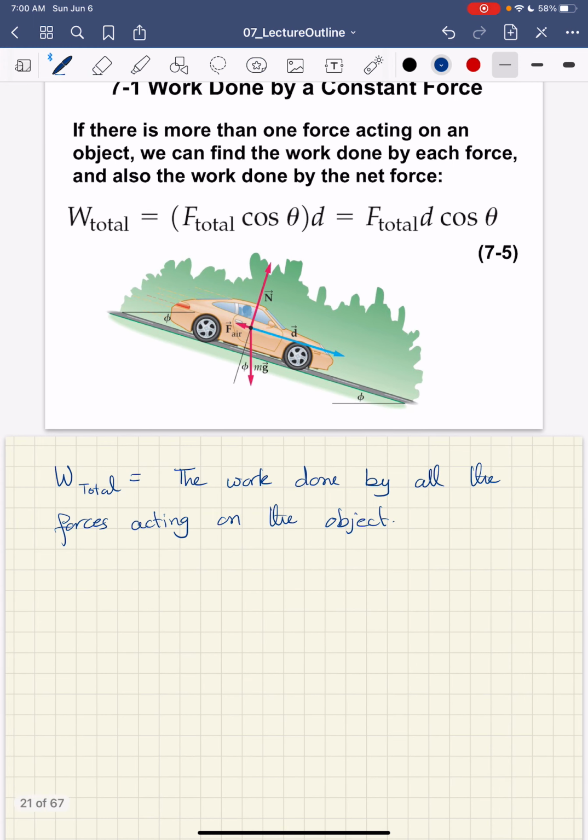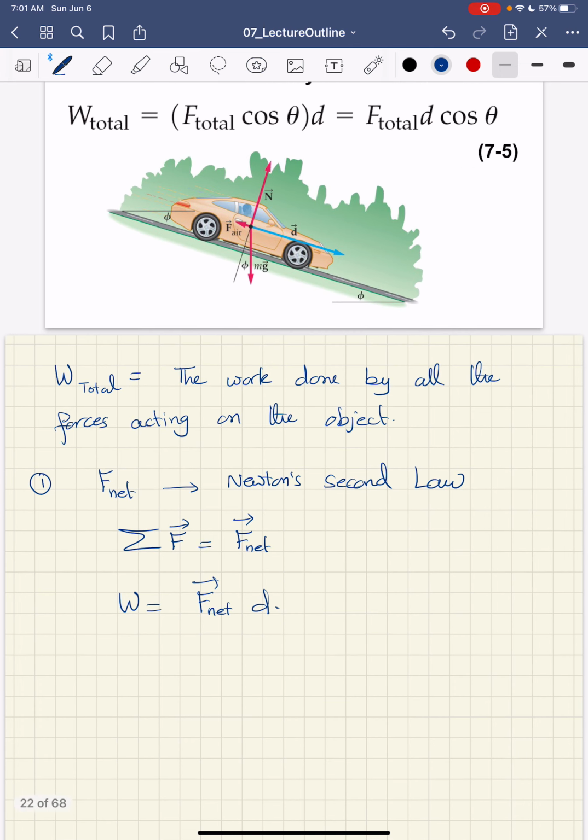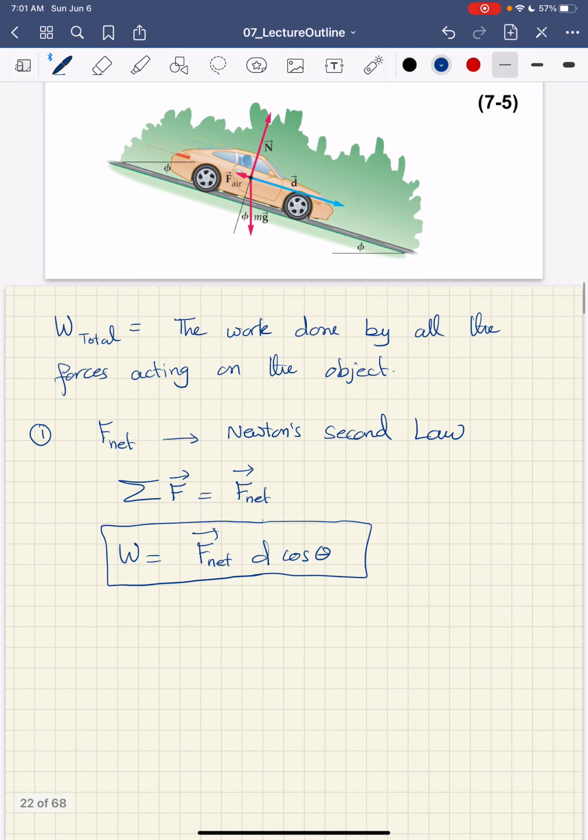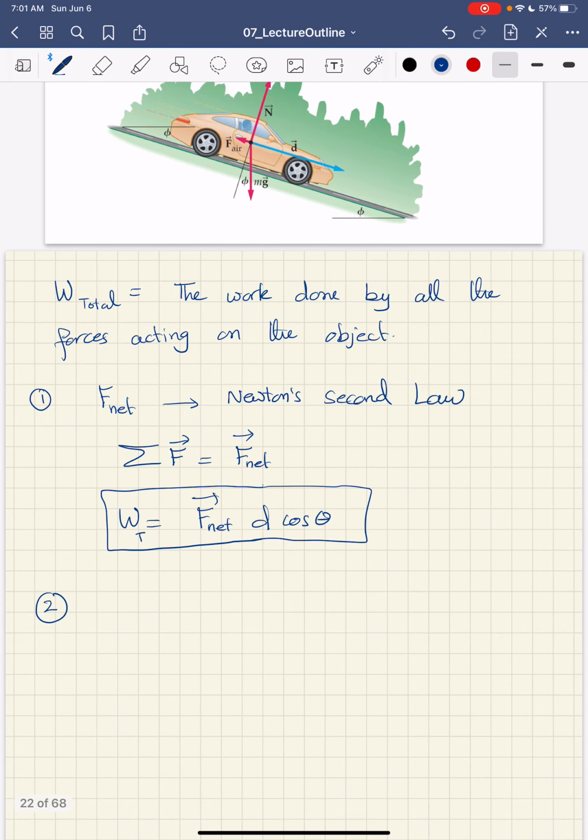Now, here are two approaches. Either you find the F net, working with Newton's second law, find what sigma F is, and then say W is F net times D. And this is going to be your total or net work.